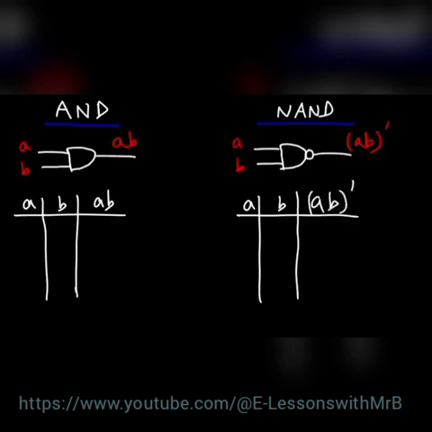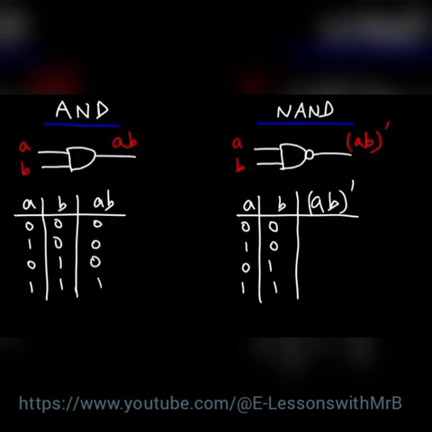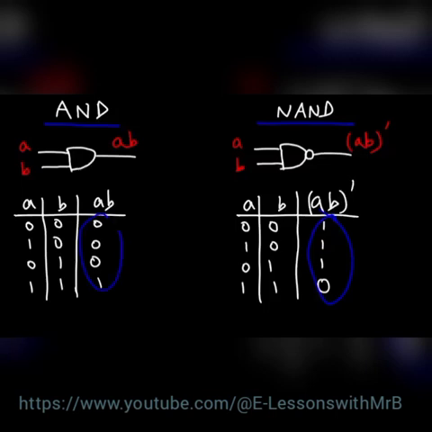So as we recall, the only way to get a 1 with an AND gate is if both inputs A and B have a 1. Besides that, it will be a 0. In the case of a NAND gate, when both inputs A and B are on, the output will be off. So as you can see, this column rather, is the complement of this column.